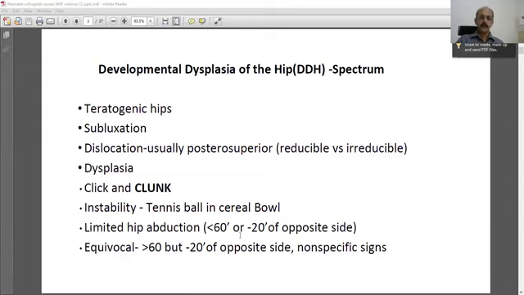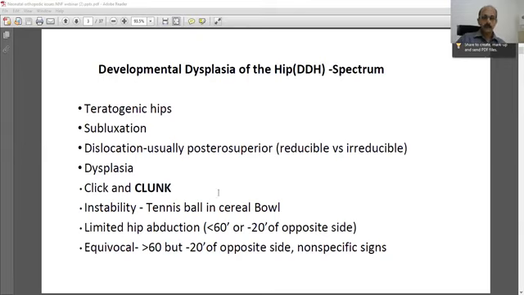Even in the examinations, there are a few confusing terminologies like click and clunk. All of us by this time know that a clunk is more important and a click has not much value. A clunk means an audible and well-felt feel of the femoral head slipping back into the acetabulum when you do either a Barlow's maneuver or an Ortolani's maneuver.